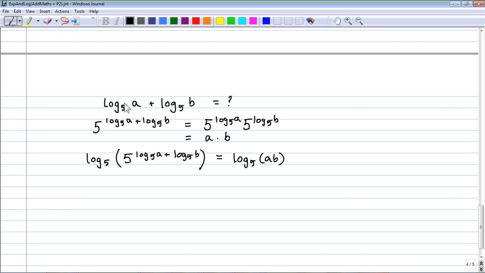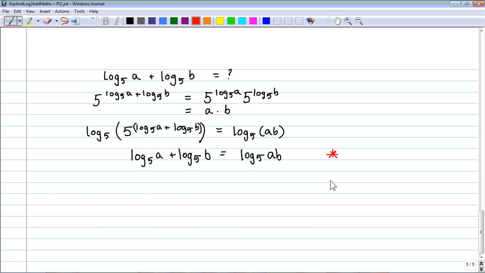We've decided that log base 5 of this stuff must be the same as log base 5 of this stuff. And now let's put a little bracket there so it's really clear. Now we can see that log base 5 of 5 to the something is the original thing back. So log base 5 of a plus log base 5 of b equals log base 5 of ab. So that's the first and the main rule of logarithms. That's the one you're going to use most commonly.